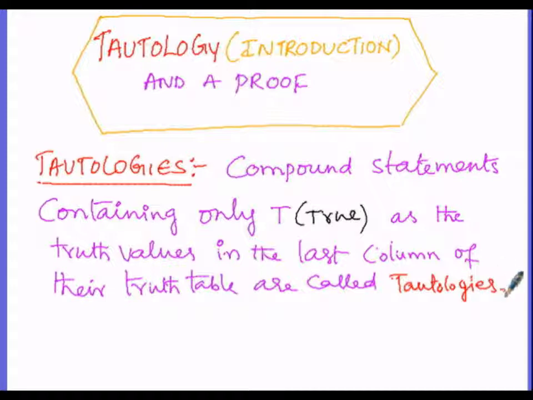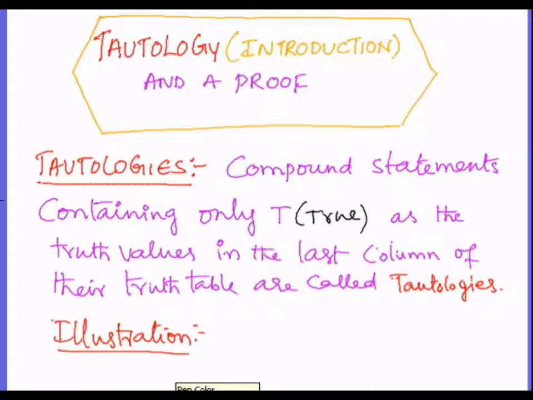Let us illustrate. The last column of the truth table must contain only T, that is, the truth values of the compound statement must be only T. Then such a compound statement is said to be called a tautology. Now the illustration by means of an example, of the tautology.